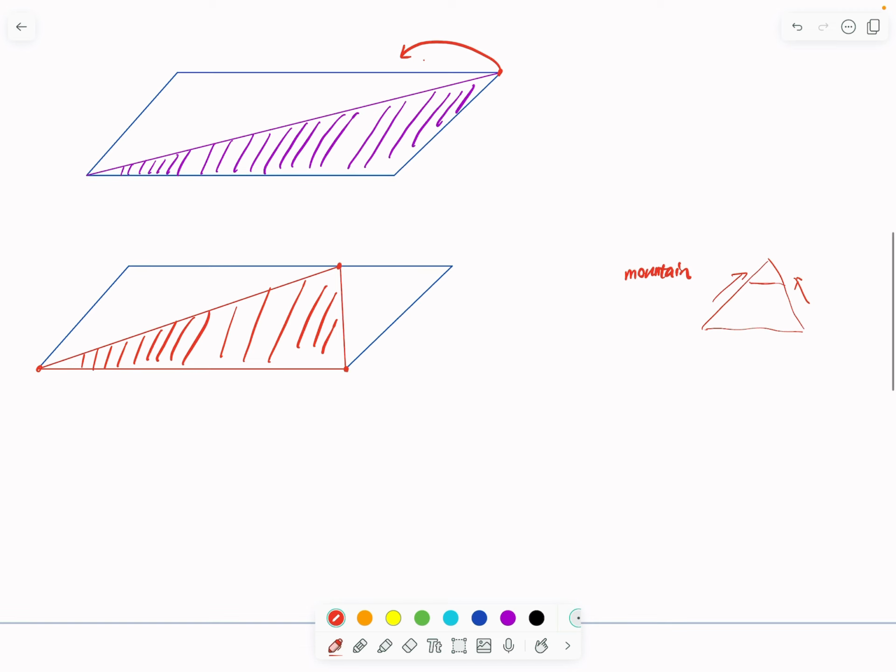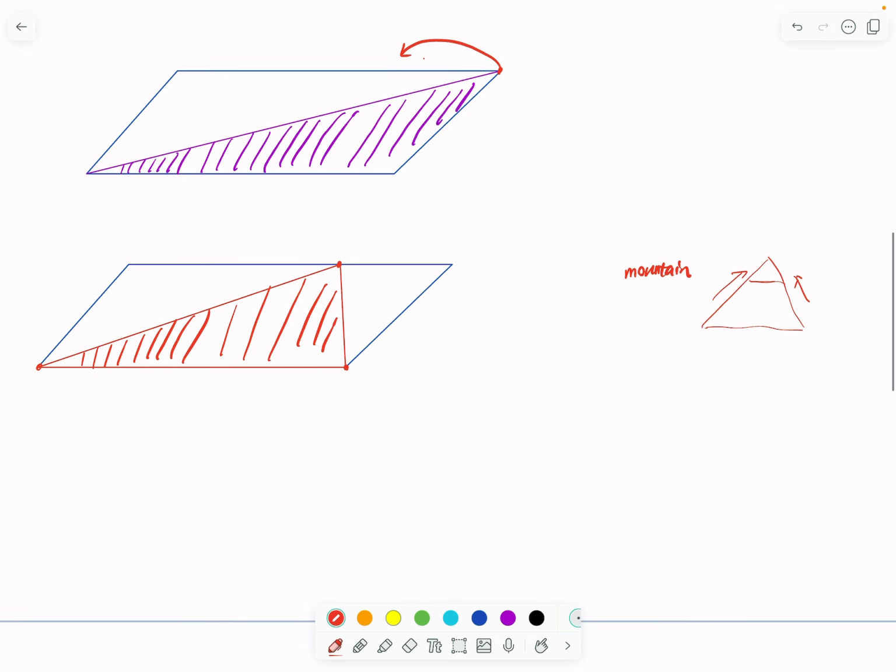What else? Also, this red point, we can move to where? Maybe we can try to move outside this parallelogram, just on this parallel line. So we can extend this parallel line maybe to this place, right? So if I connect here, this orange part is also a kind of half model.